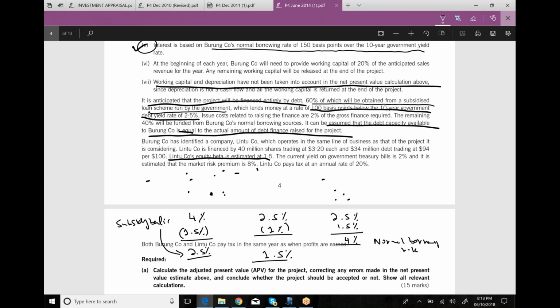So whatever finance is required for this project, 60% of the finance required will be financed through a subsidized loan. For 60% of the finance required, you're getting a subsidy loan. And for the remaining 40%, you will apply the normal borrowing rate. Now, can you see the level of repetition? Even in the last question, it was exactly the same. So in P4, there's a lot of repetition.